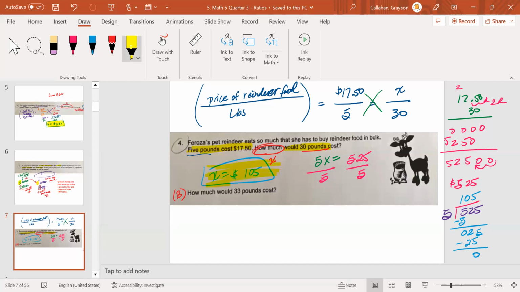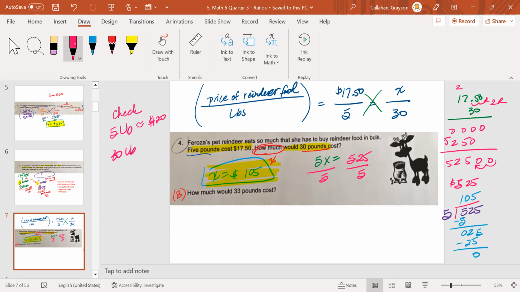It should be $105, okay? So if we were to just check to see if this makes sense, 5 pounds is exactly $17.50, but if I have to round it, I would say it's $20, right? Okay. If I want 30 pounds, how do you get from 5 to 30?